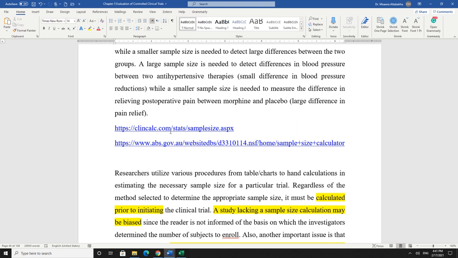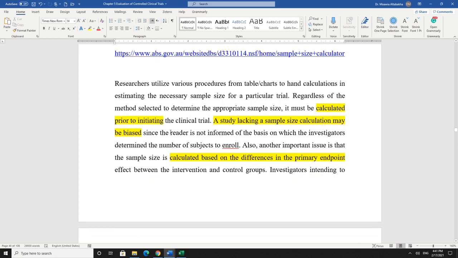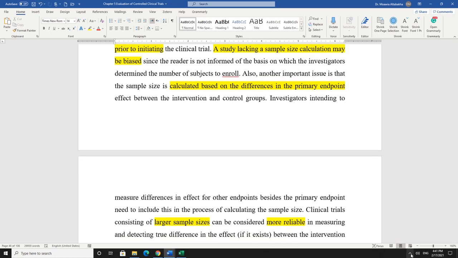Of course, it's not only applied to controlled clinical trials but applied to almost anything, the calculation of sample size. I hope this is enough for you.